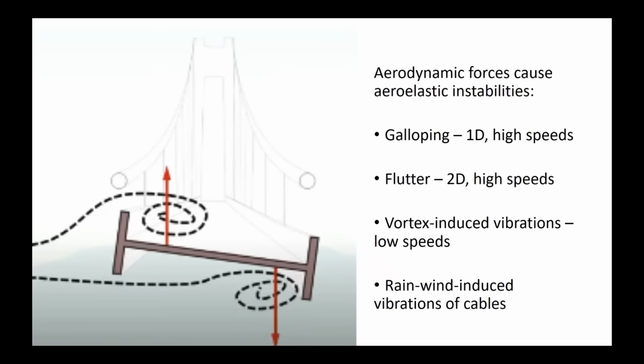The third type of instability then is what we call vortex-induced vibrations. This tends to happen at very low wind speeds. And so it's not as simple as designing for the speed of the wind. It is much more complicated. These instabilities can happen in very low wind conditions.